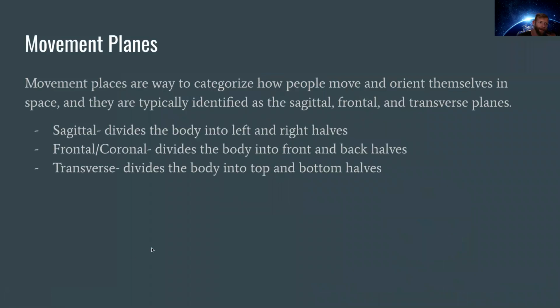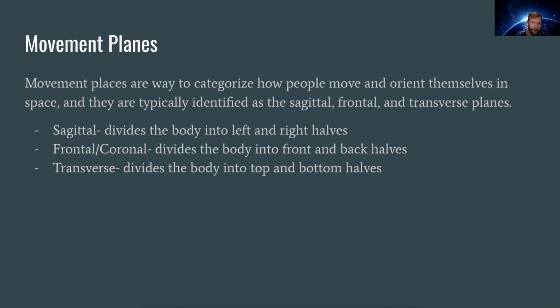As we dig into movement planes, the easiest way to categorize these is into three different categories: the sagittal, the frontal, and the transverse planes. They differ in how they divide and segment the body, and the easiest way to describe the function of these is how people move and orient themselves in space. So the sagittal plane divides the body into left and right halves.